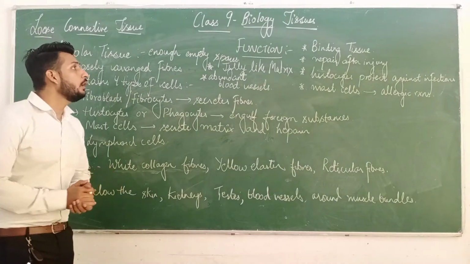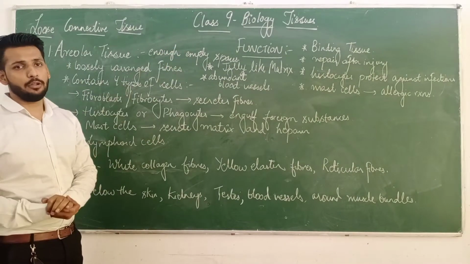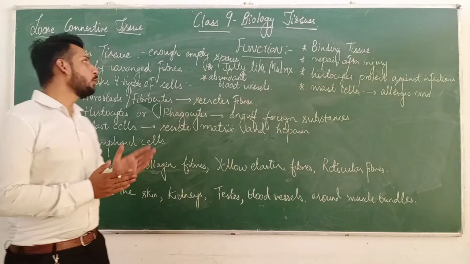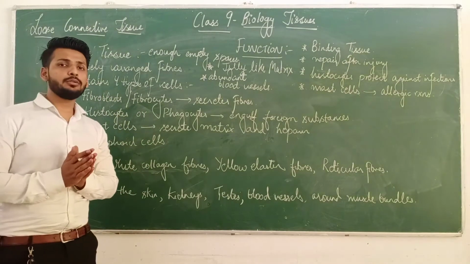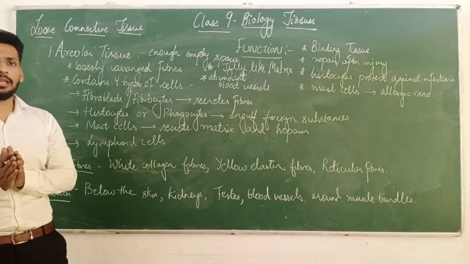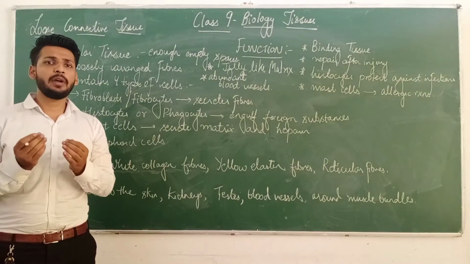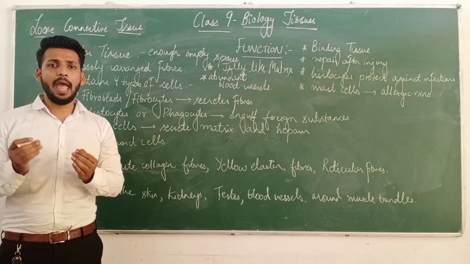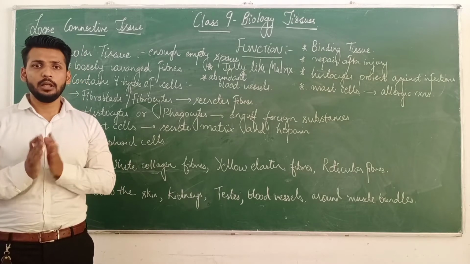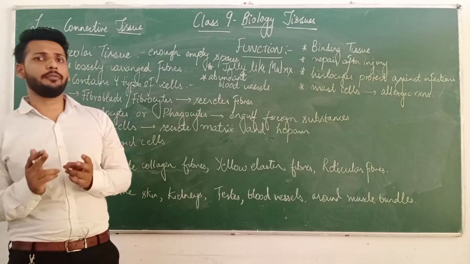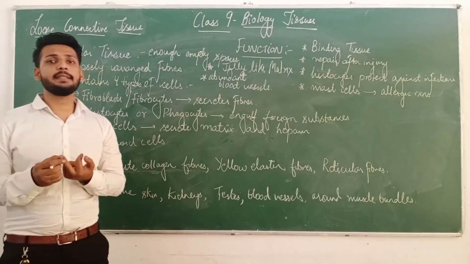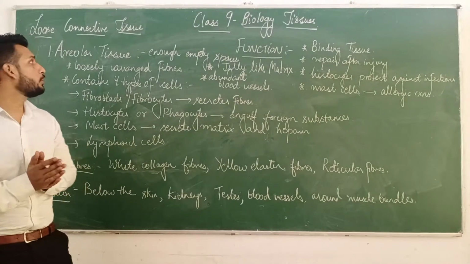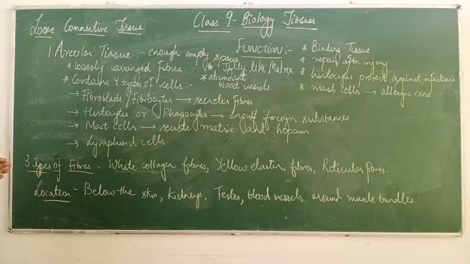We were studying tissues, class 9 biology. We were on the loose connective tissue, a type of connective tissue. In the loose connective tissue, from the name it is clear, loose means very few fibers are present and no matrix is there. So loose connective tissues are of two types. One is areolar tissue and second is adipose tissue. First of all we are going to study areolar tissue.